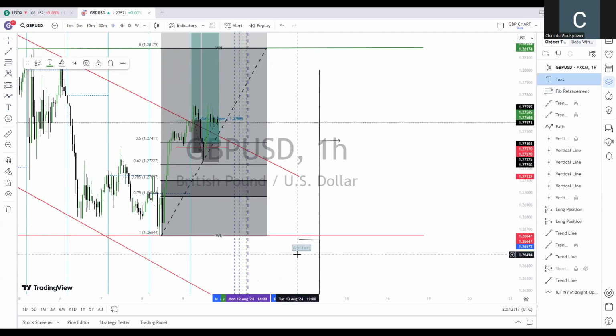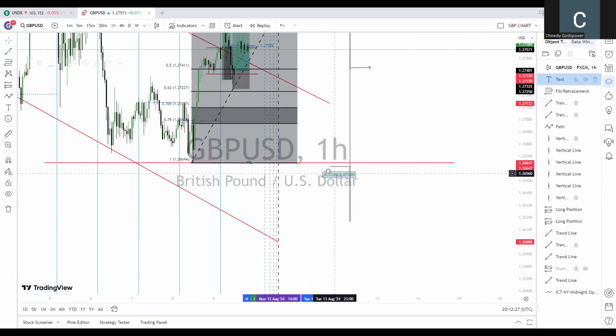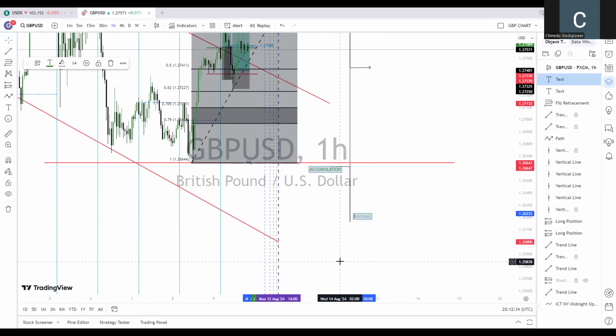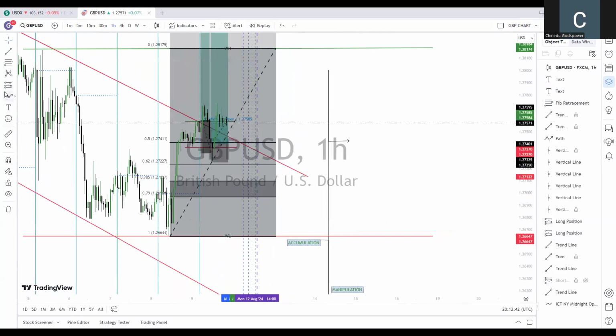Yeah, this is open. See, accumulation, which is this. Then we see the manipulation. Yes. Then we can now see the distribution on this, distribution.